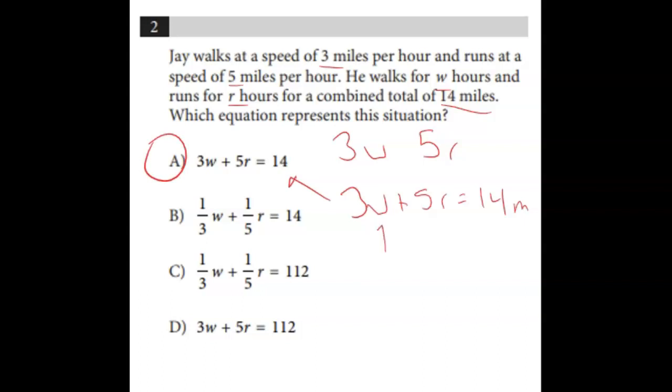But you know this because if you put in the amount of time that he walked for W, and the amount of time that he ran, you could see the distance that he traveled going at that pace. So if he walked 3 miles per hour for 1 hour, that would be three. If he ran for 1 hour, that would be a five. So if you just put in the amount of time he did for either of those, you would get the distance and that would add to 14. So A is the correct answer.